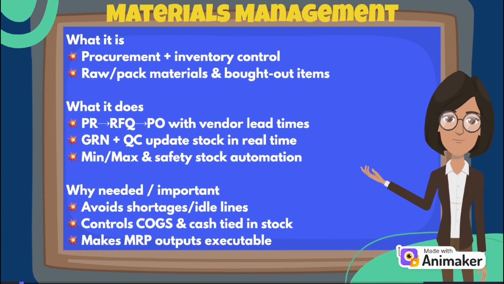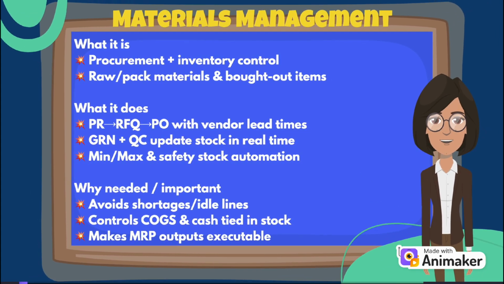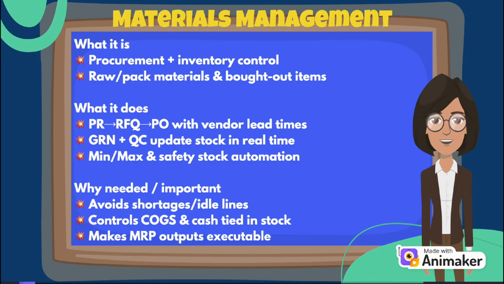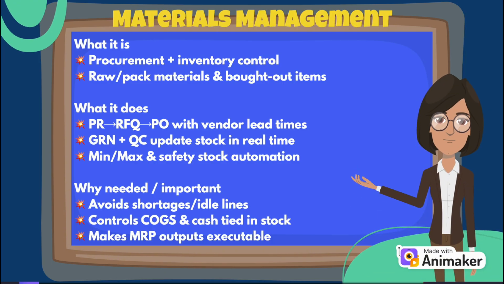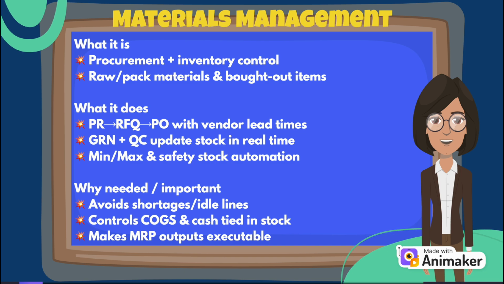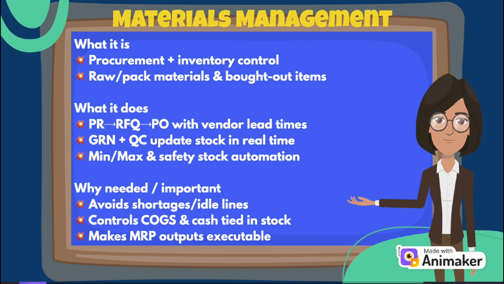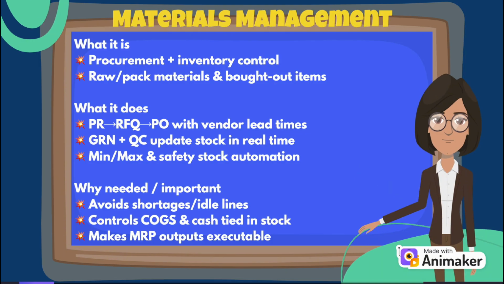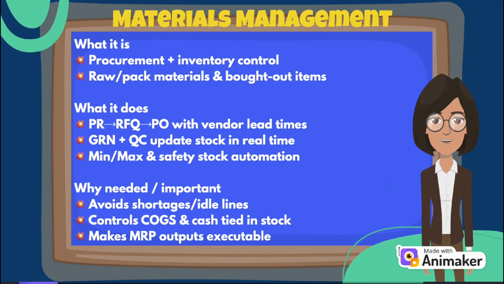Materials management is used to ensure the right stuff is on hand at the right time and cost. We source vendors, run PR, RFQ, PO, receive goods with quality checks, and control inventory using safety stock, min/max, and lead times. MM is the bridge from plan to physical supply. It prevents stockouts and overstock, stabilizes lead time, and protects on time in full while keeping material costs visible.